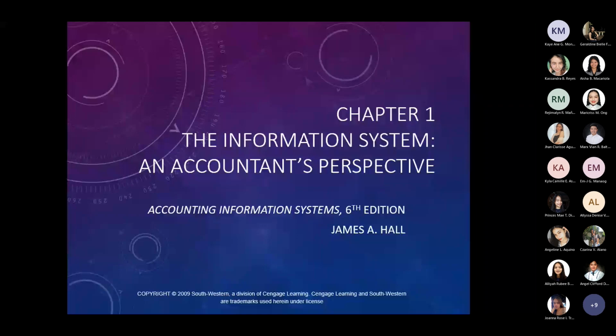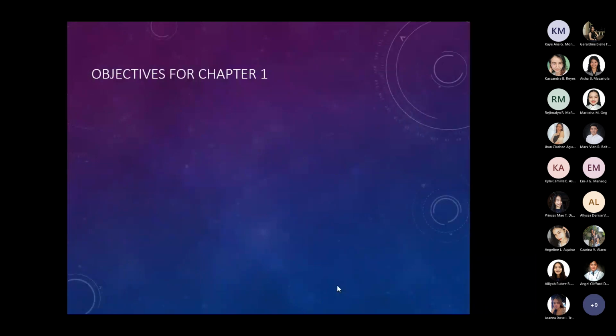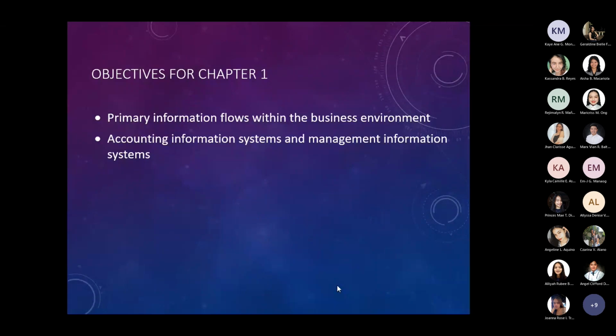So this is our first topic for the subject, accounting information system. This topic will first cover the primary information flows within the business environment, meaning external and internal flows of information. Next, accounting information system and management information system. What are the differences? And then the general model for information systems. What are these different models? The evolution of information system model.